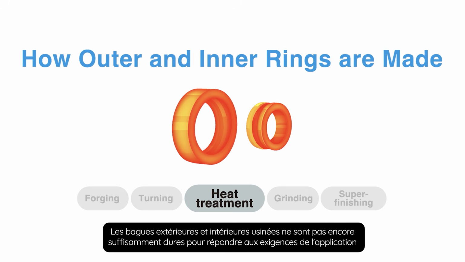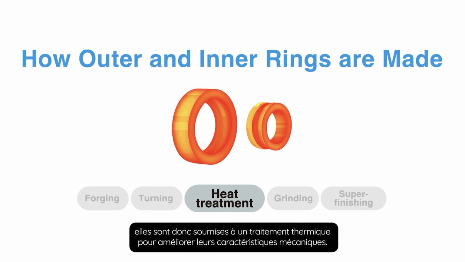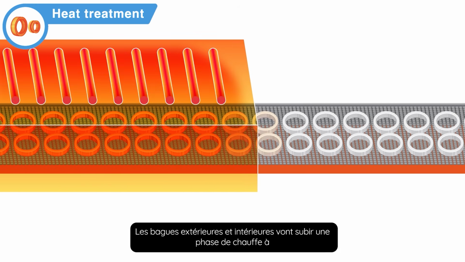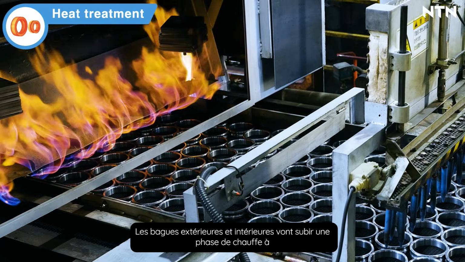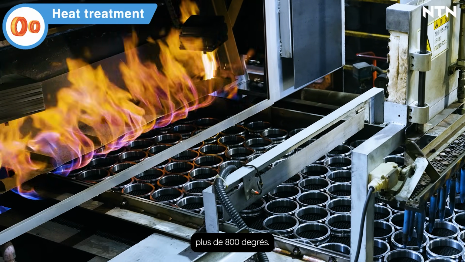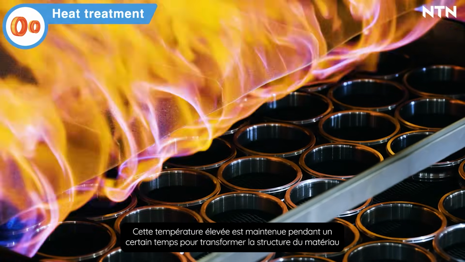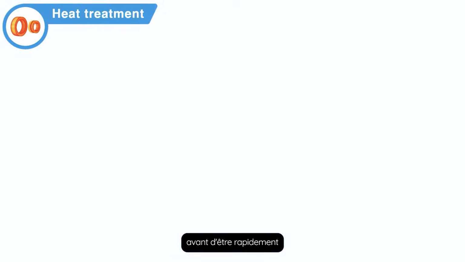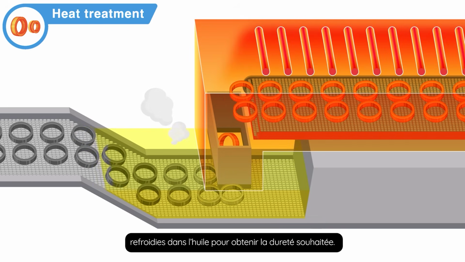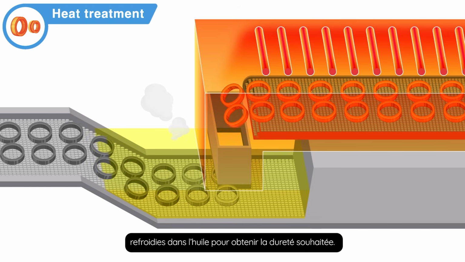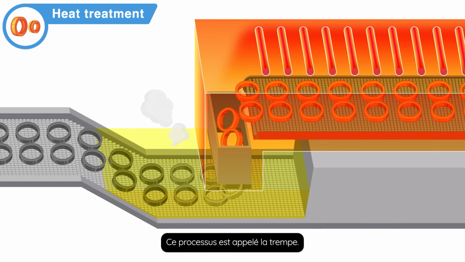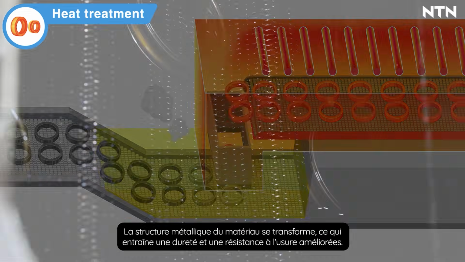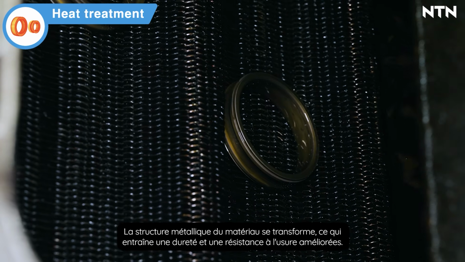The outer and inner rings that have finished turning are not yet sufficiently hard. Therefore, they are subjected to heat treatment to make them hard and durable. The outer and inner rings are transported into a heat treatment furnace and heated to over 800 degrees Celsius. This high temperature is maintained for a certain period of time to ensure the material is heated uniformly. The heated outer and inner rings are then quickly cooled in oil. This process is called quenching. The metal structure of the material transforms, resulting in increased hardness and wear resistance.